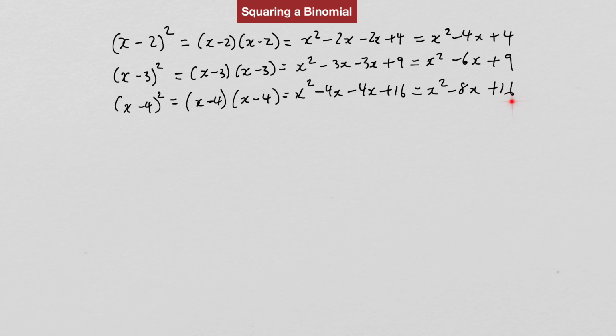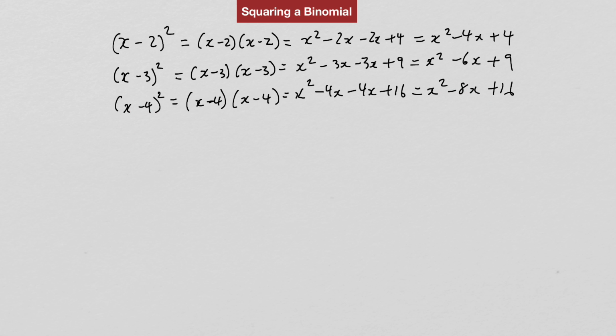Okay, and then look at the middle term. If we take the first term and multiply it by the second term, that becomes negative 2x. Okay, and if we double that, we get negative 4x. Same thing here. Multiply these together, we get negative 3x. Double that, and we get negative 6x. Similarly, multiply these together, negative 4x, double it, and we get negative 8x.